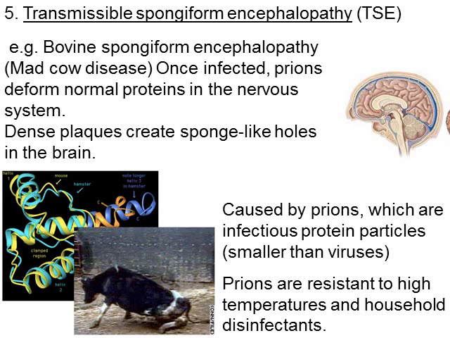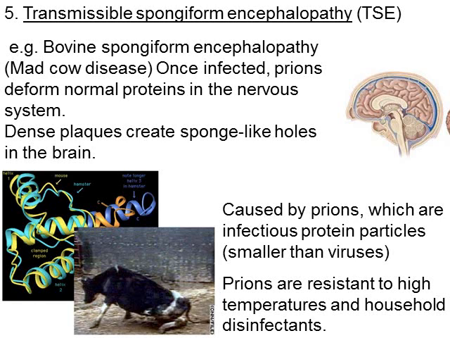TSE, or transmissible spongiform encephalopathy. This has been out there for years. Headhunters that ate other humans often suffered from this. And we can suffer from this if we consume meat that is infected with prions.